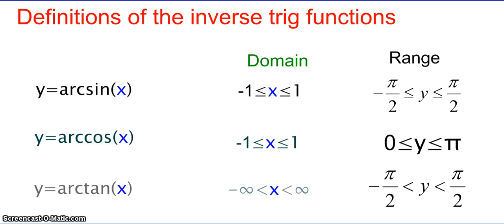Alright, so then our definitions of the inverse trig functions. So y equals arcsine of x has a domain of -1 to 1, including -1 and 1, and a range of negative pi halves to pi halves, including negative pi halves and pi halves. The arccosine has the same domain, -1 to 1, including -1 and 1, and a range of 0 to pi, including 0 and including pi. The arctangent function has a domain of -infinity to infinity, and a range of negative pi halves to pi halves, not including the negative pi halves and pi halves.